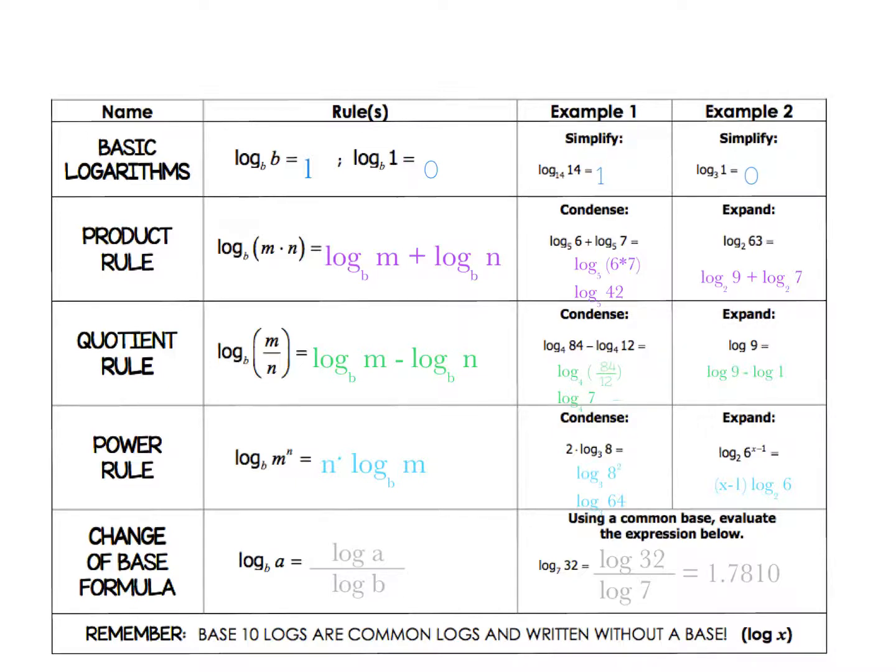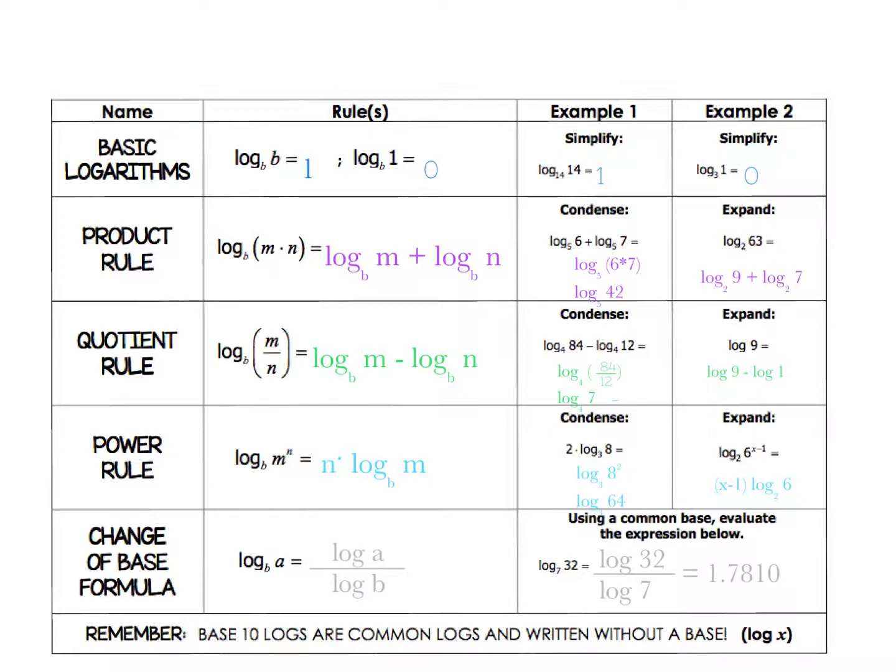All right, so the product rule, the quotient rule, and the power rule we just talked about. When I'm multiplying, I add them when I expand. So over here I took log base 2 of 9 plus log base 2 of 7 because 9 times 7 gives me that log base 2 of 63. And then condensing, we take log base 5 of 6 plus log base 5 of 7. Because they have the same bases, I can put them together by multiplying because addition is the same as multiplying when I condense it, and 6 times 7 is 42.